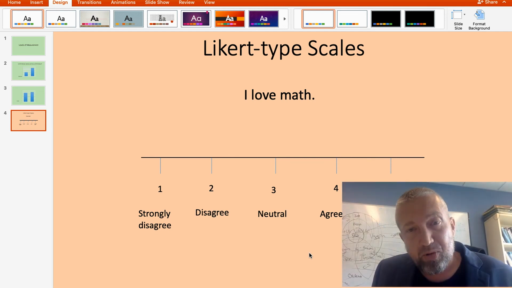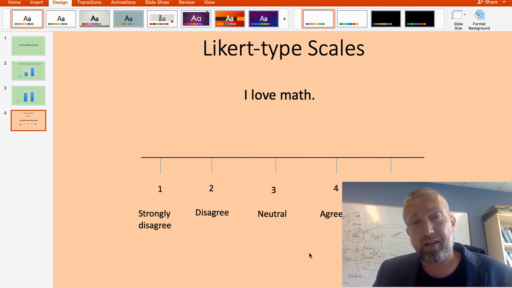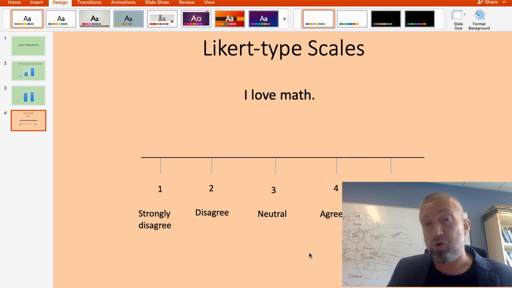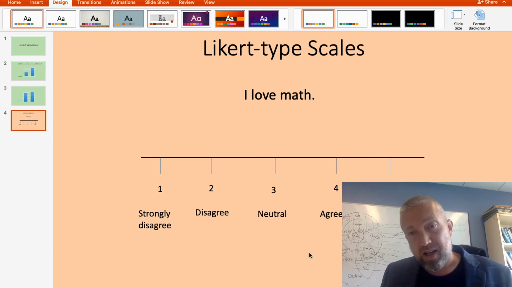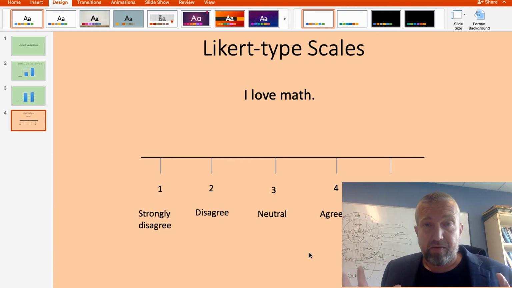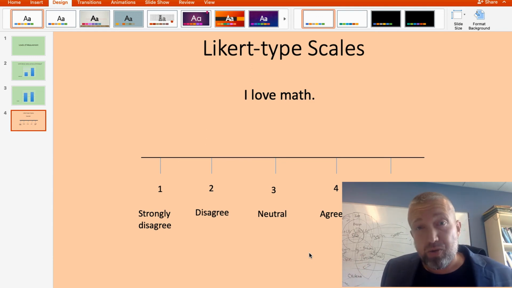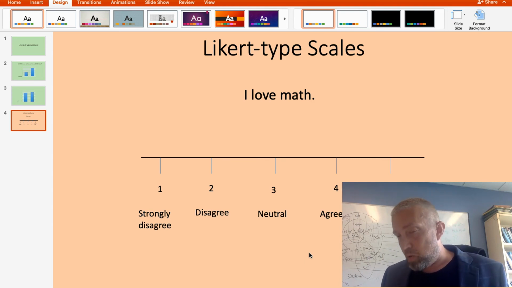Now, I think it's probably obvious that we don't know that, and there's no reason to think that the amount of love that it takes to transition from one number to a different number is the same across this scale. We simply don't have any evidence of that. So it is best to just assume that Likert-type scales are in fact ordinal.